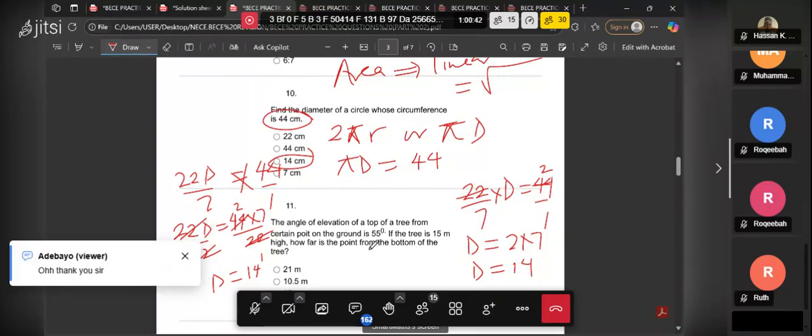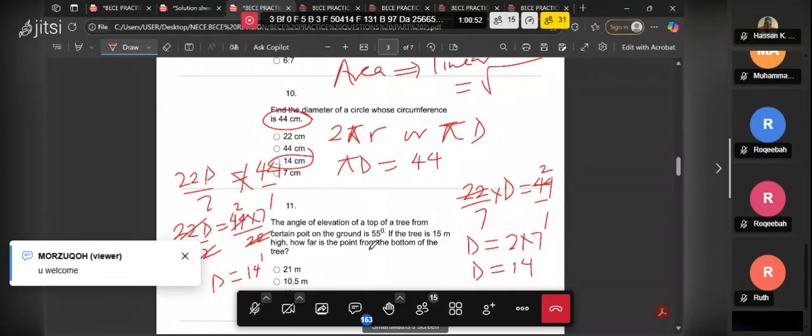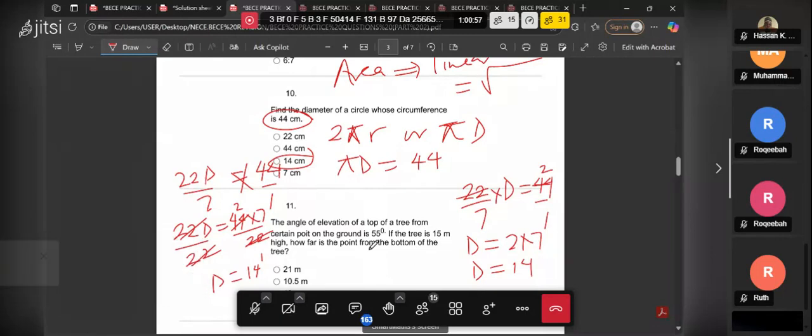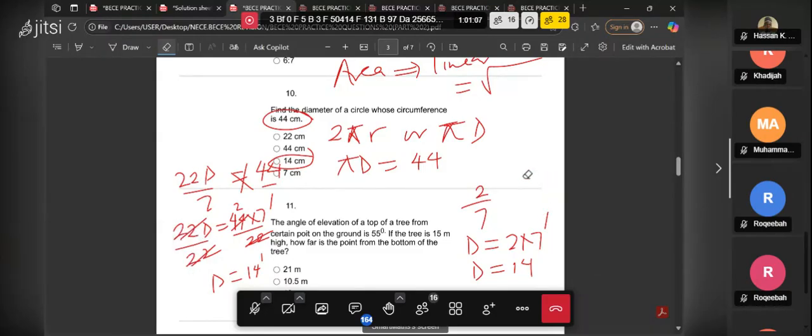The angle of elevation of the top of a tree from a certain point on the ground is 55 degrees. If the tree is 15 meters high, how far is the point from the bottom of the tree? So here we're going to interpret this. Let me clean this.